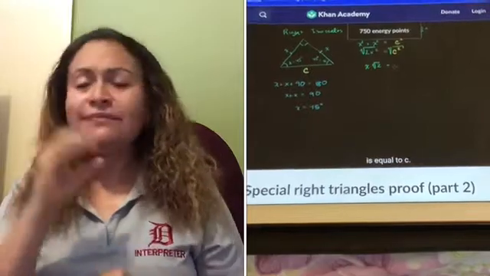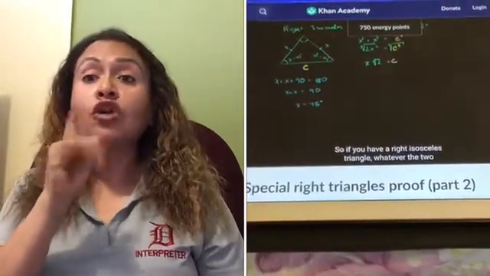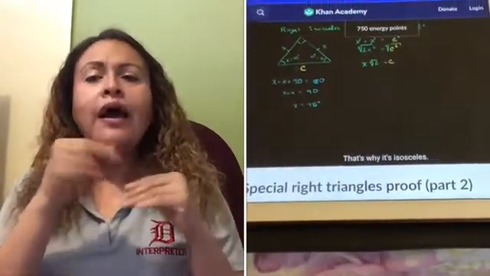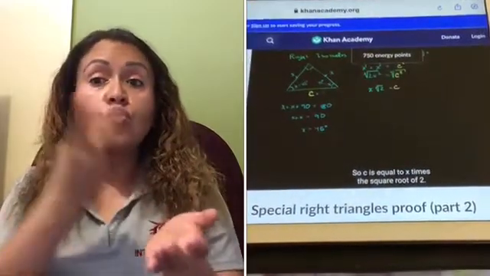c. So if you have a right isosceles triangle, whatever the 2 legs are, they're going to have the same length. That's why it's isosceles. The hypotenuse is going to be square root of 2 times that. So c is equal to x times the square root of 2.